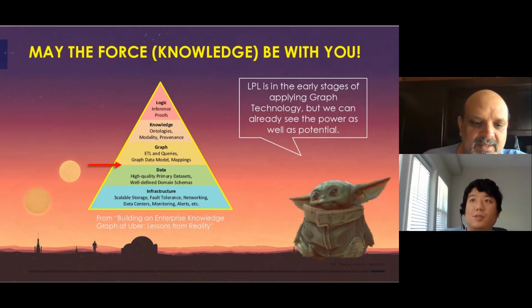All right. So some of you might be familiar with Maslow's hierarchy of human needs. The pyramid on the left is from Uber's version that they presented in last year's Knowledge Graph conference in New York that outlines the hierarchy of drivers for enterprise knowledge graph. Right now, LPL is still in the early stages of using graph technology, but we already are seeing the power of and the potential for knowledge graph within the firm.